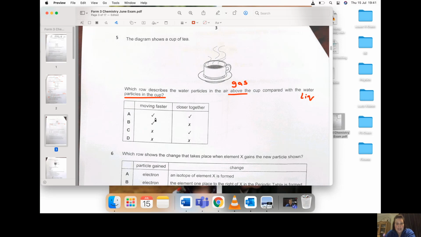So which row describes the water particles in the air above the cup? They are moving faster, yes. I'm just checking my answer. But they are not closer together. It's a gas. So A is wrong. They're moving faster, yes, it's a gas, but they are not closer together. Yes, that is correct. Your answer is B.